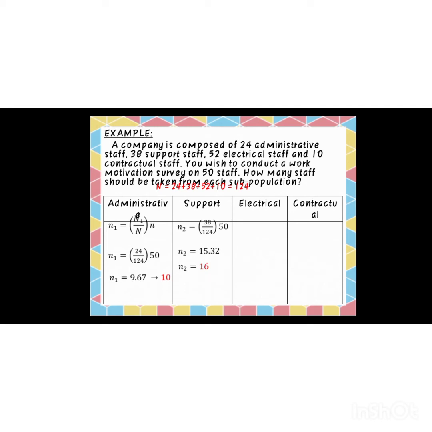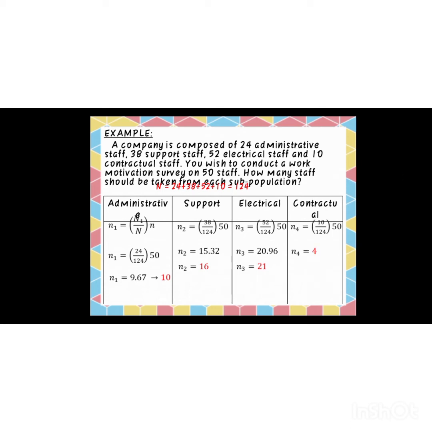So, for electrical naman po, for N sub 3, we have 52. Okay? So, 52 over 124 times 50 is equals to 20.96. Okay? So, round off again. So, we'll be having 21. Okay? For the contractual naman, for the N sub 4, we have 10. Okay? So, 10 divided by 124 times 50, so we have 4.